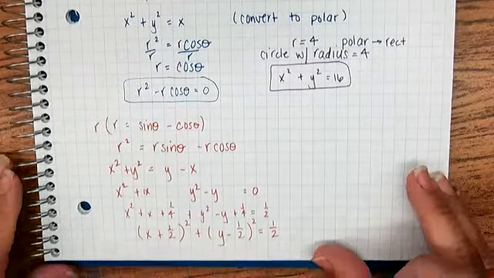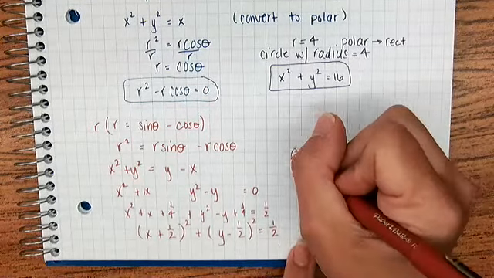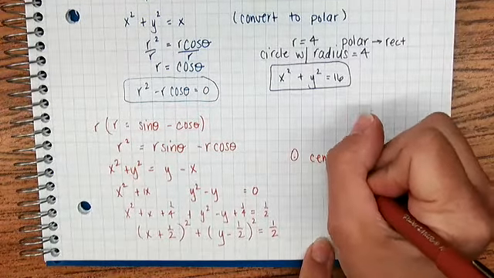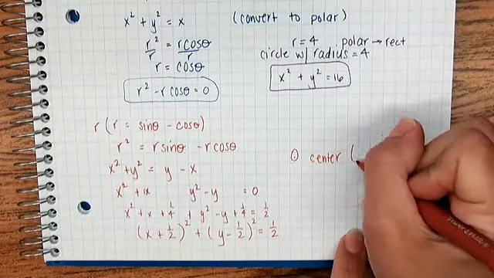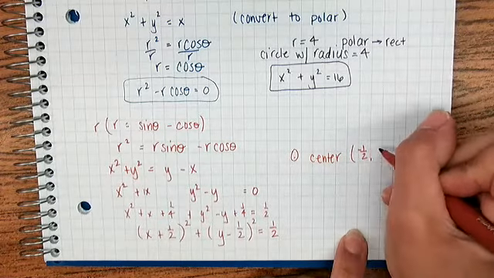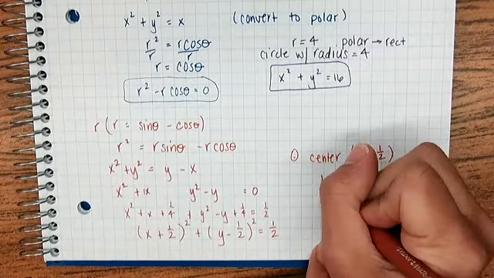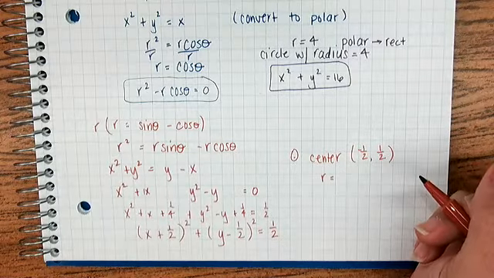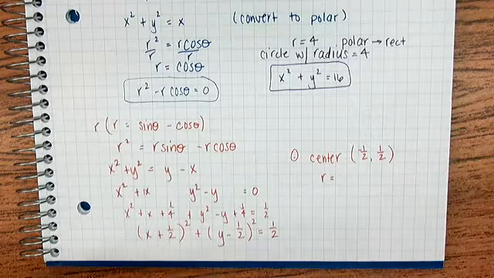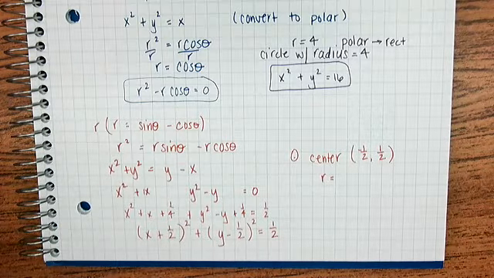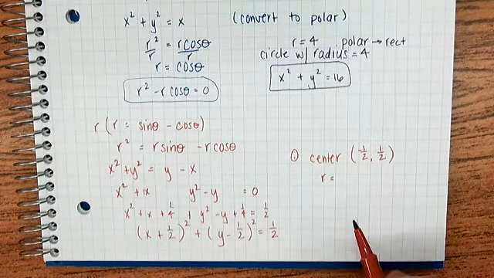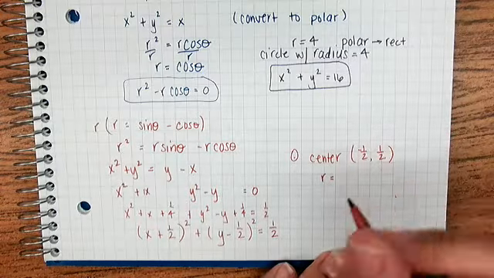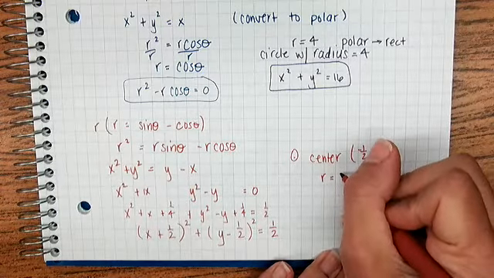This is a circle. Center is at negative 1/2, 1/2. And the radius is square root of 1/2, which is root 2 over 2.